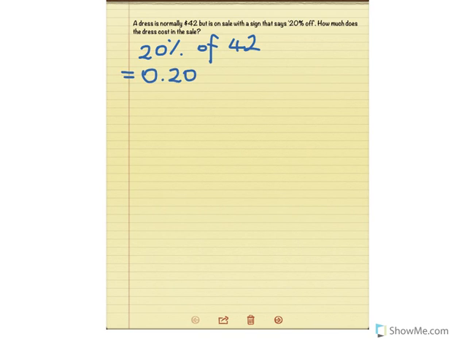20% is 0.20 as a decimal. Of means times 42. Now all we need to do is work that out, and we can use our calculator to do that, and we find that the answer we get on our calculator is 8.4. We know we're talking about money, so this can't be written as 8.4, but we can write it as $8.40.